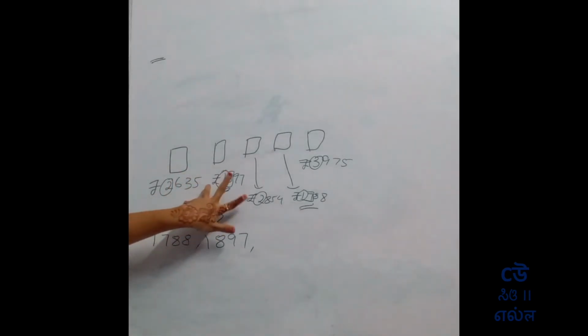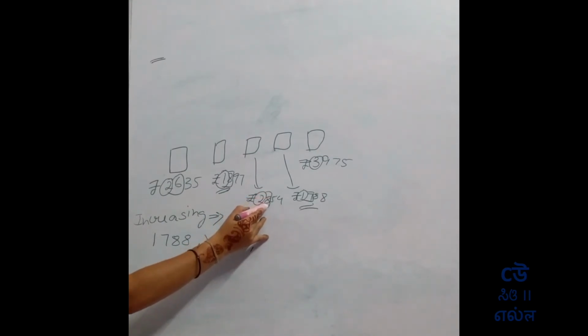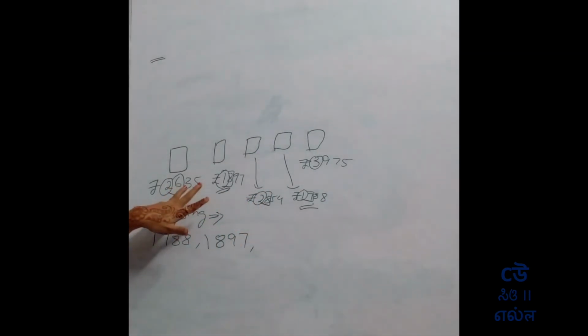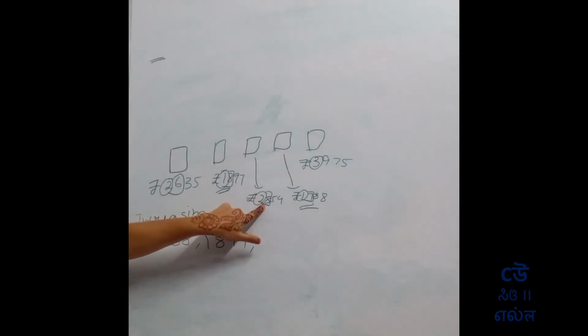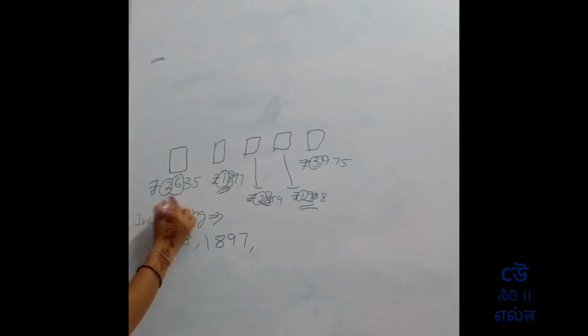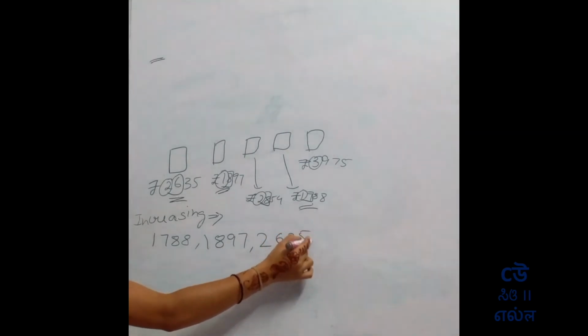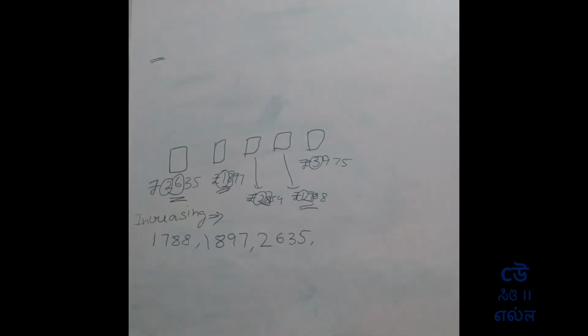But 2 we have 2 numbers. So what will you do? See the next digit after 2. So next digit after 2 is what? In this number 6. In this number it's 8. So which is the smallest among 6 and 8? 6 is the smallest. So this will be the smallest: 2, 6, 3, 5.